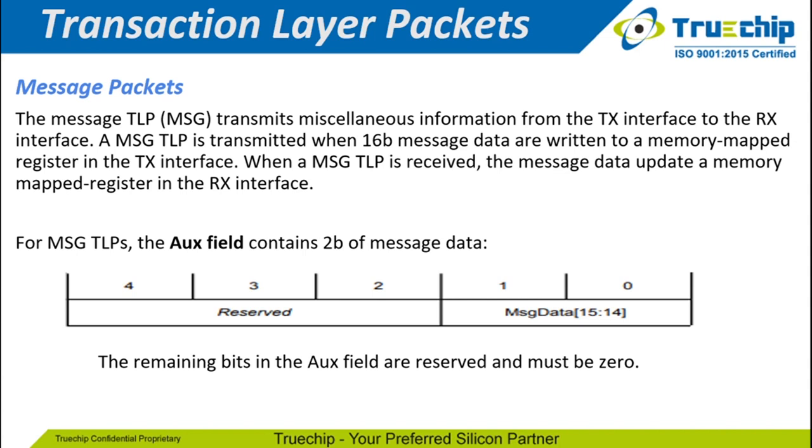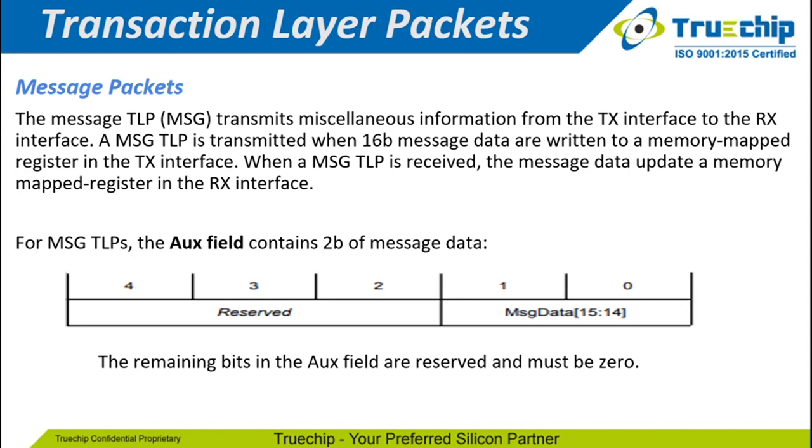So this is the message packets. The message TLP transmits miscellaneous information from the TX interface to the RX interface. A message TLP is transmitted when 16-bit message data are written to a memory mapped register in the TX interface. When a message TLP is received, the message data update a memory mapped register in the RX interface. For message TLPs, the aux field contains 2 bits of message data.